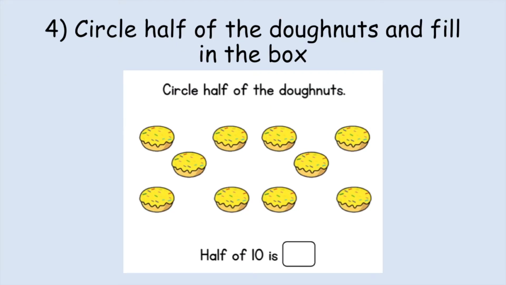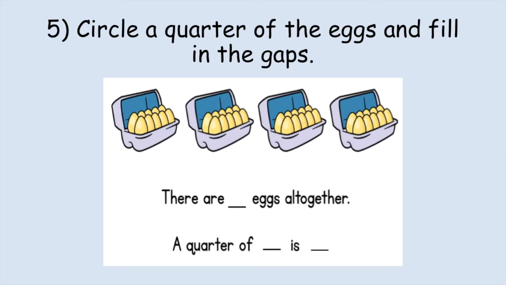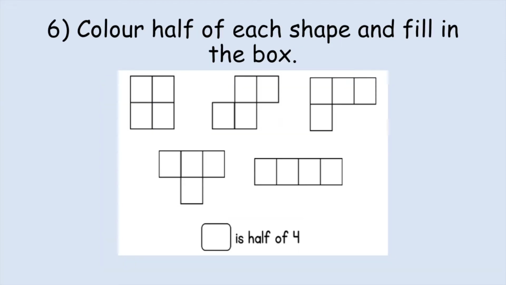Circle half of the donuts and fill in the box. So find out how many are half and circle them and then write the amount. Half of 10 is something. Circle a quarter of the eggs and fill in the gaps. There are something eggs all together, so you need to count all of the eggs. A quarter of something is something. So how many eggs are there and then find out how many a quarter is.